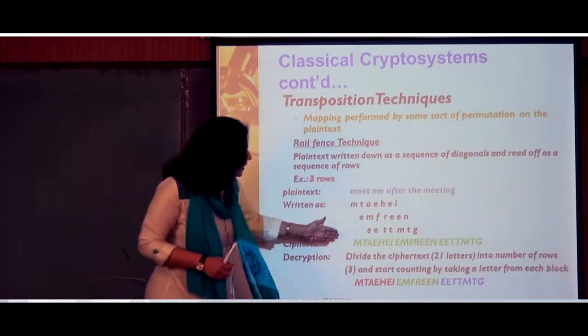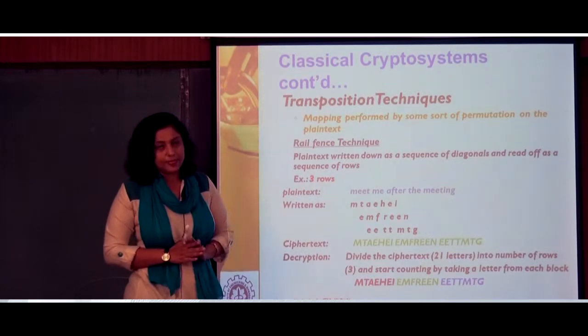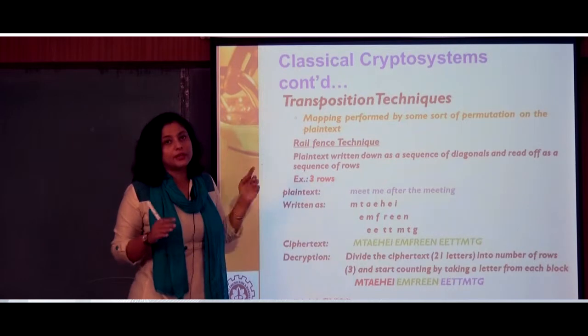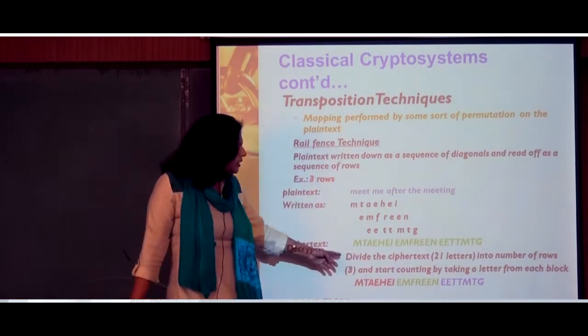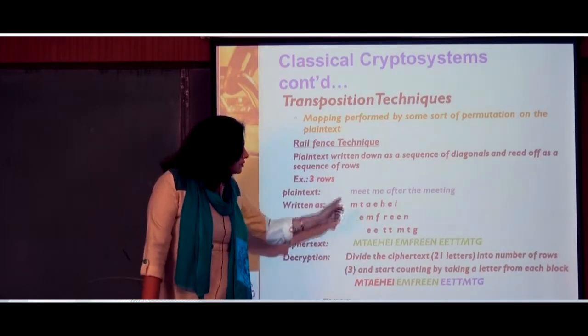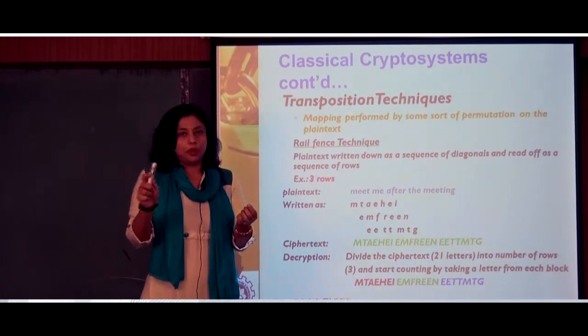You see here again we know that it has 21 letters. Now you can easily divide 21 by 3, it will come in a block of 7. So 7 means you have then 3 blocks. To 3 blocks you start taking 1 letter from each block.